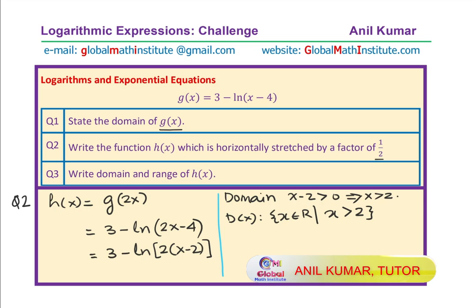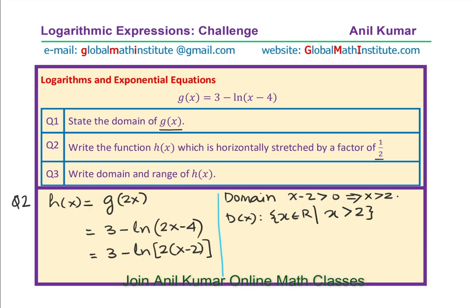So you can see when you do horizontal stretch by a factor of half, which is basically compression, the vertical asymptote changes, right? And of course the range remains same, which is all real numbers. So I hope this concept is absolutely clear. So when you do horizontally stretched by a factor of half, in that case the vertical asymptote is also moving half the distance, right? So that is how you should be doing it. So I hope this is absolutely clear.